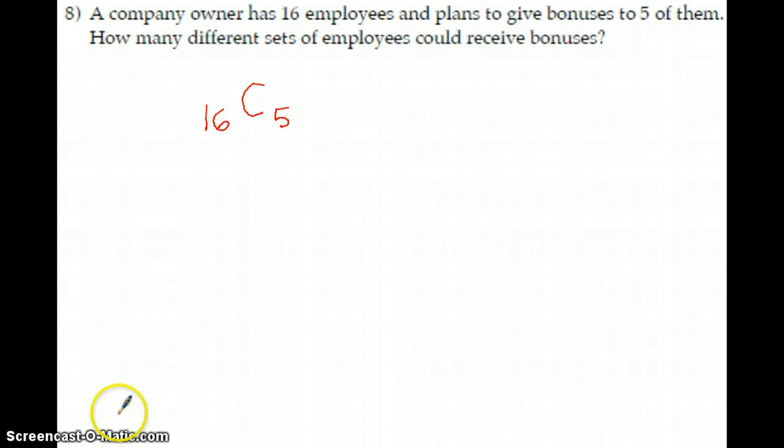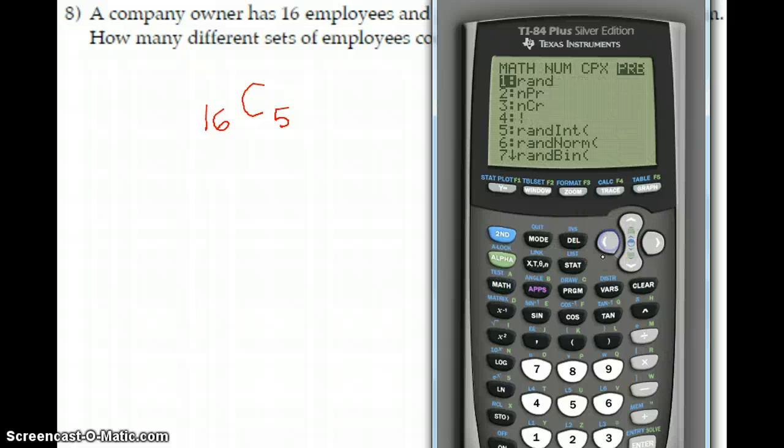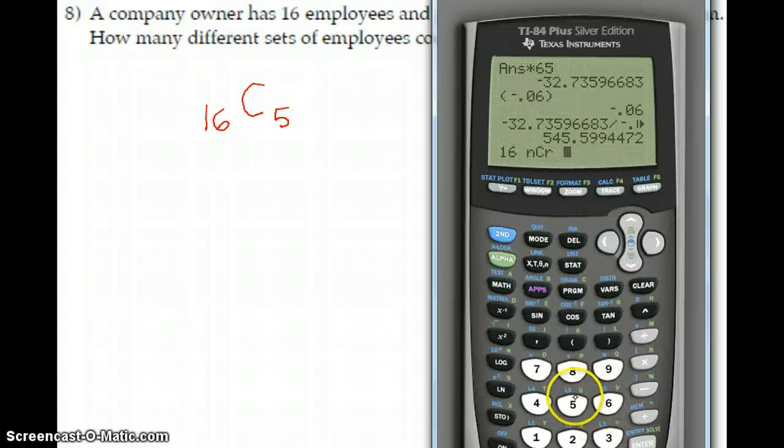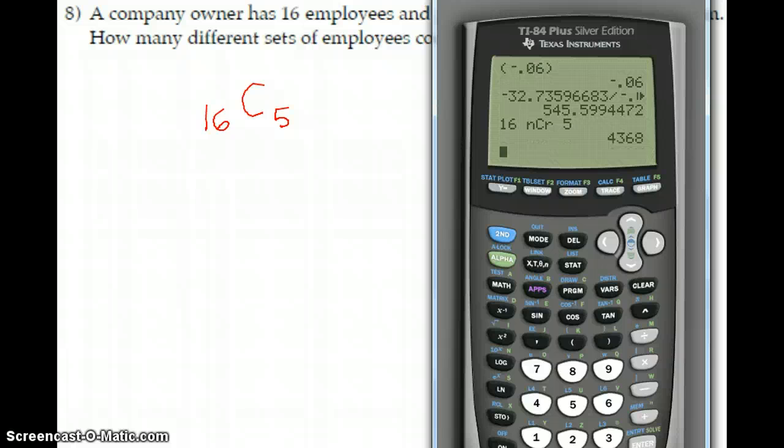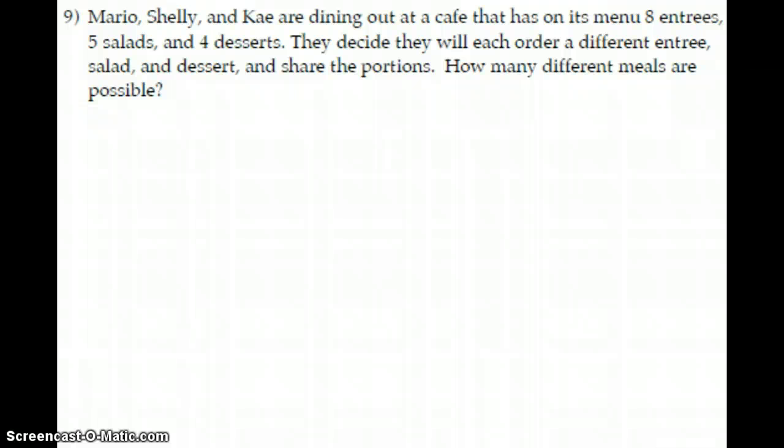This is 16C5. That can happen on the calculator fairly easily. 16, yeah, don't think about this too long. Some problems are really only just that much to do. 4,368. Seems like a lot, but there's a lot of choices to be made there. Okay, and the last question.